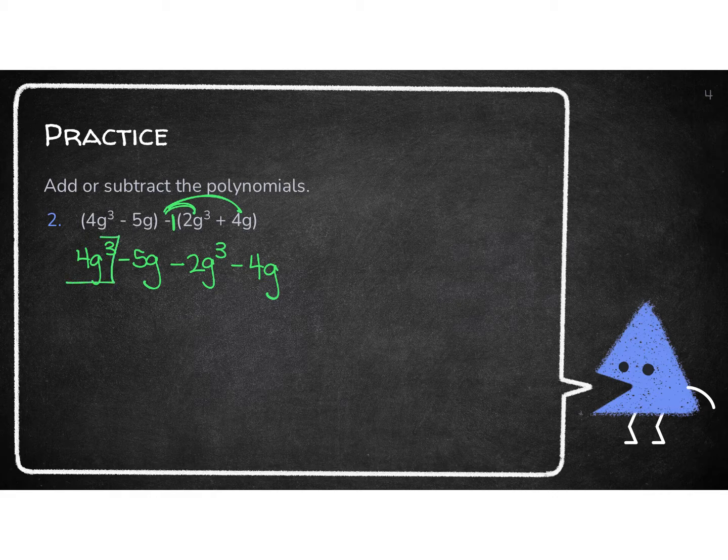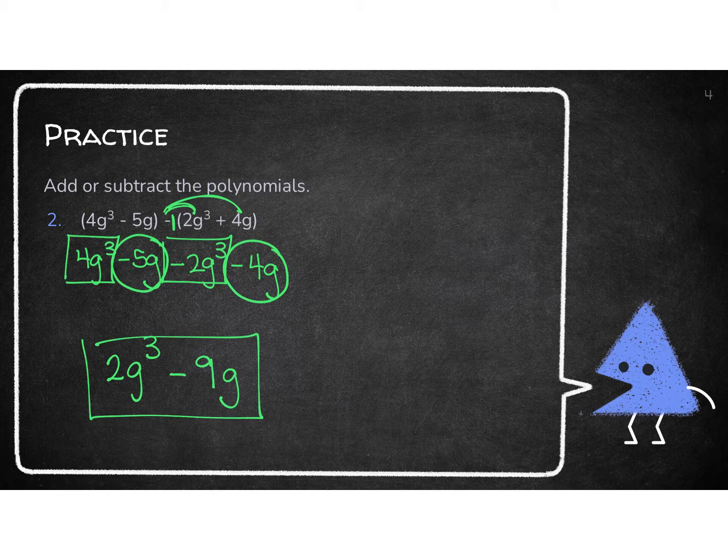So I have a 4g to the third minus a 2g to the third. So 4g to the third minus 2g to the third is going to give me 2g to the third. I have a negative 5g minus a 4g. So in your calculator, if you do negative 5 minus 4, you're going to get negative 9g. One's a g to the third, one's a g, so I can't combine them, so that's my answer, and I'm done.